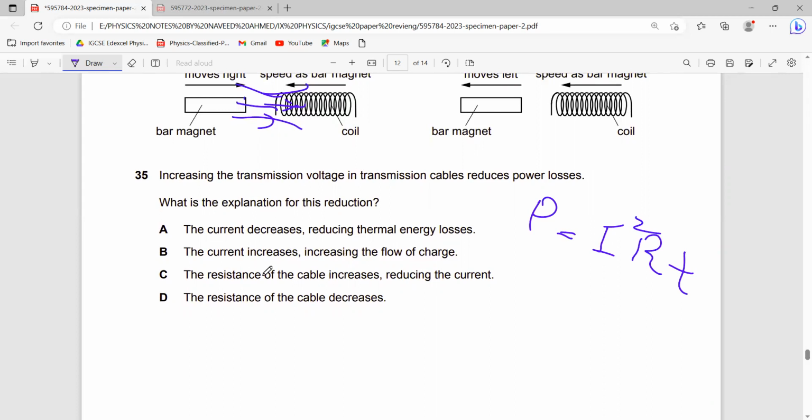Option B, increase the flow of charge. No, B is not possible. The resistance of the cable increases, reducing the current. No, not possible. And the resistance of the cable decreases, no. So only the current decreasing reduces the power loss or thermal energy loss.